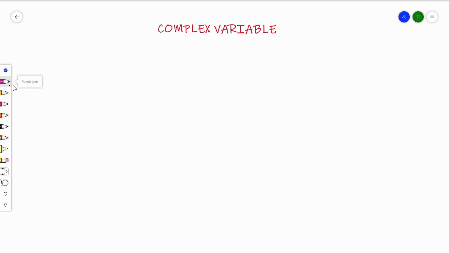Today we will start a new topic, that is complex variable. First of all, we will understand a few definitions and then we will start with our question part. So the first definition we will understand is what is a complex function.